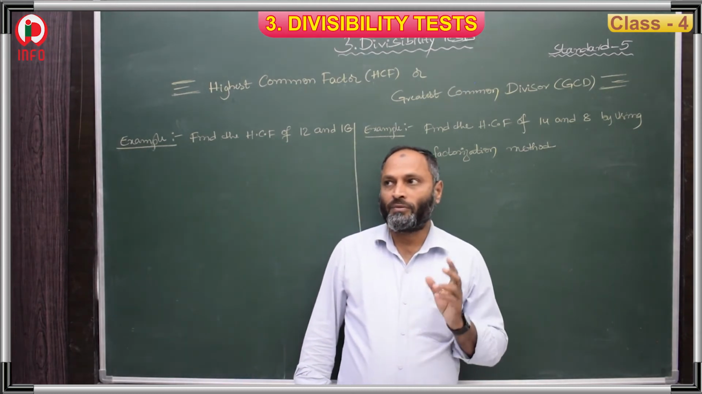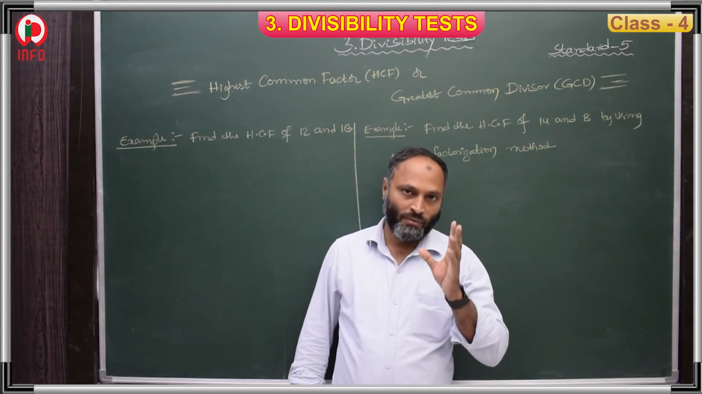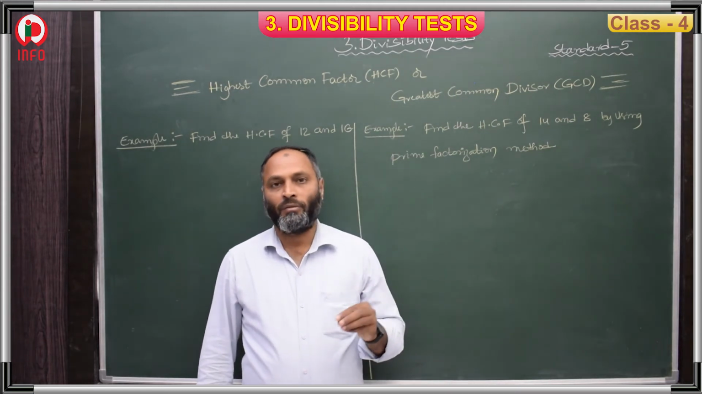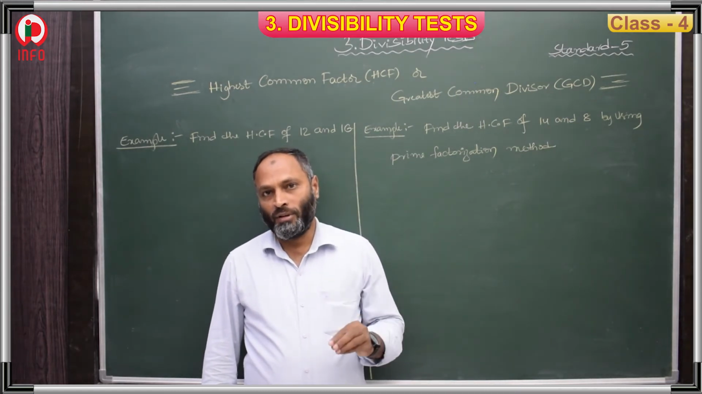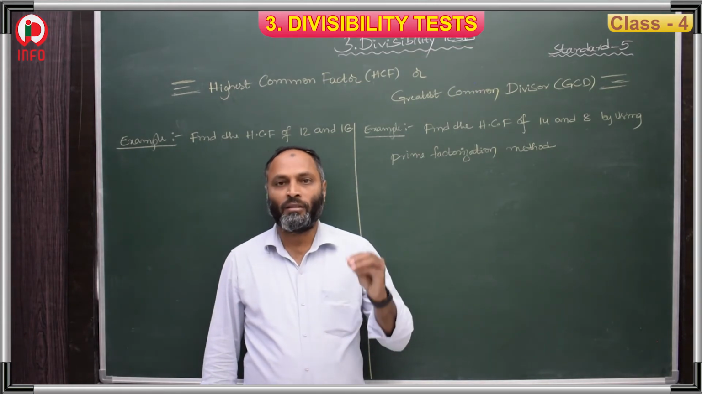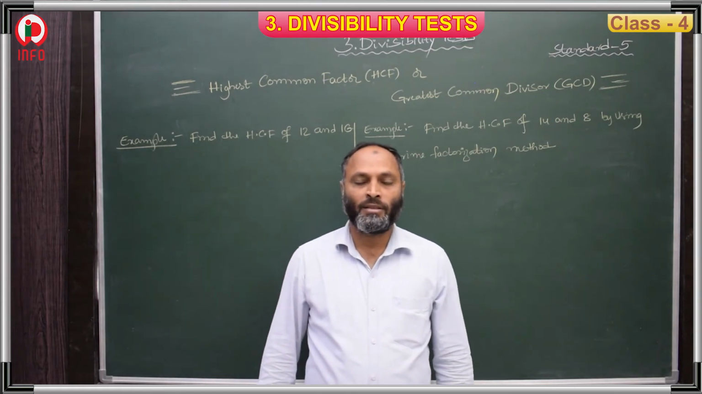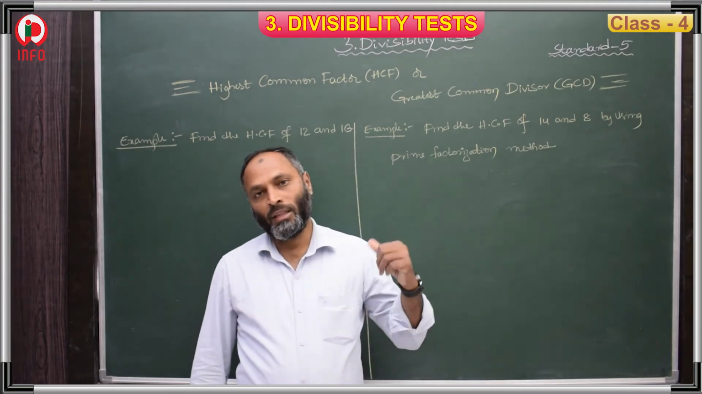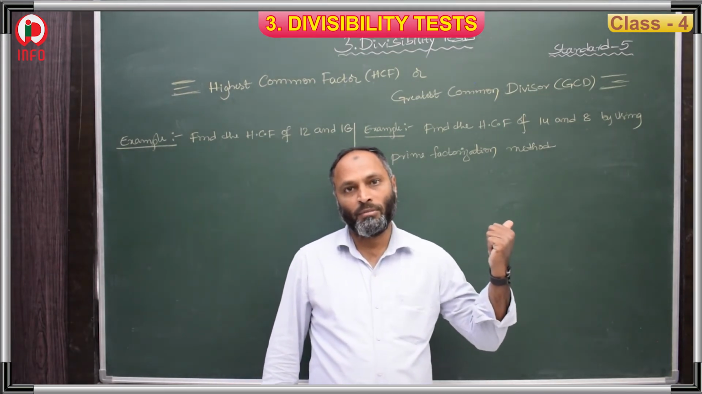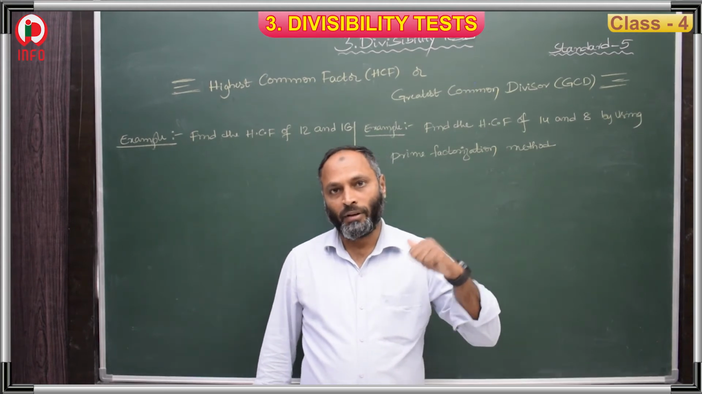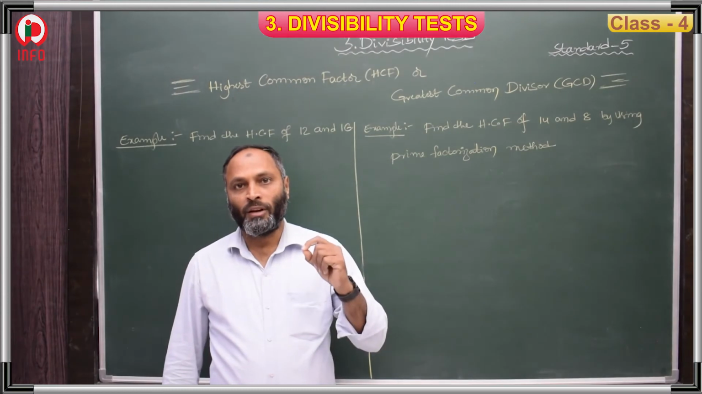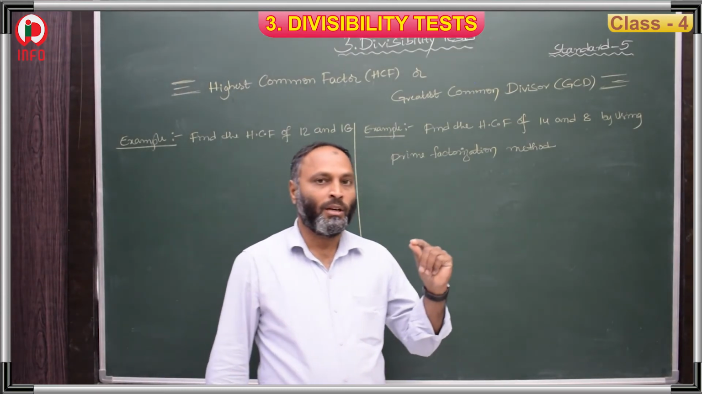Factor means first of all we have to write the factors of the given numbers. In those given numbers we have to take the common factors. Whatever is common, in that we have to take the greatest common factor. Here in LCM it is the least multiple; in multiples we take the least multiple. But here we have to take factors, the factors of the given number. Factors are different and multiples are different.